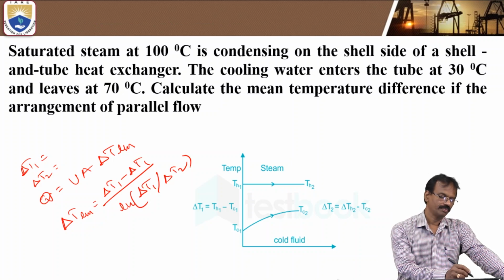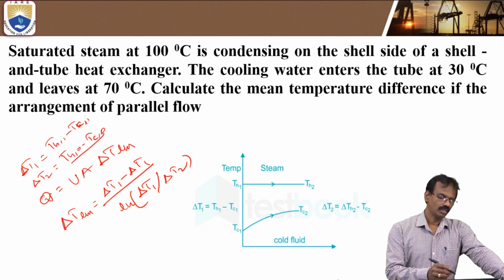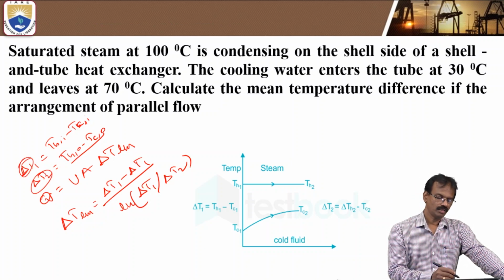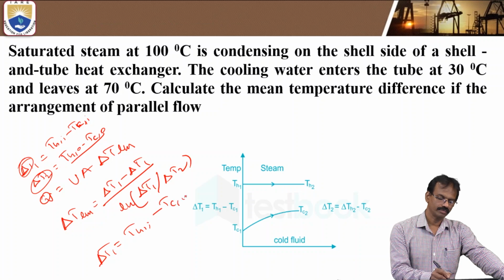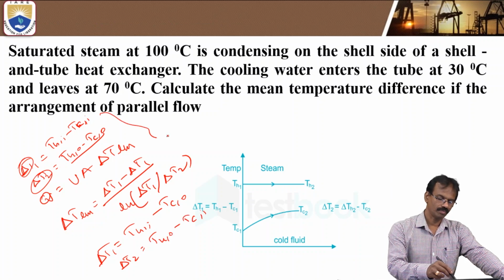For parallel flow, delta T1 is the inlet temperatures, THI minus TCI, and delta T2 is THO minus TCO. So these are the delta T1 and delta T2 values for the parallel flow heat exchanger. But in case of counter flow, delta T1 is hot fluid inlet minus cold fluid outlet. Similarly, delta T2 is equal to hot fluid outlet minus cold fluid inlet. So these are the formulas that we know.